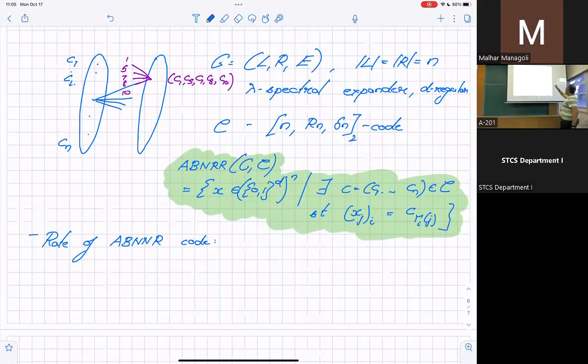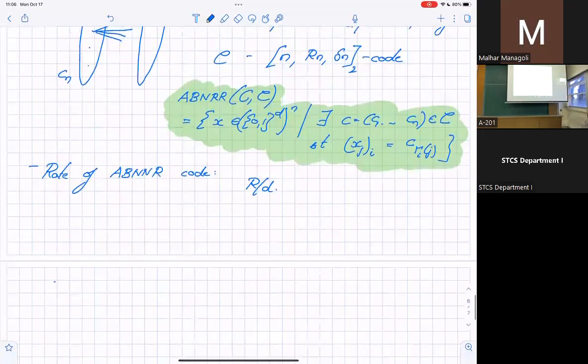By the way, I think I'm using R for two different things. So let me call that calligraphic R. I never actually use this. So the rate of this code is just R by B. It just diminishes by a factor. What's the distance of the code? That's the most important.